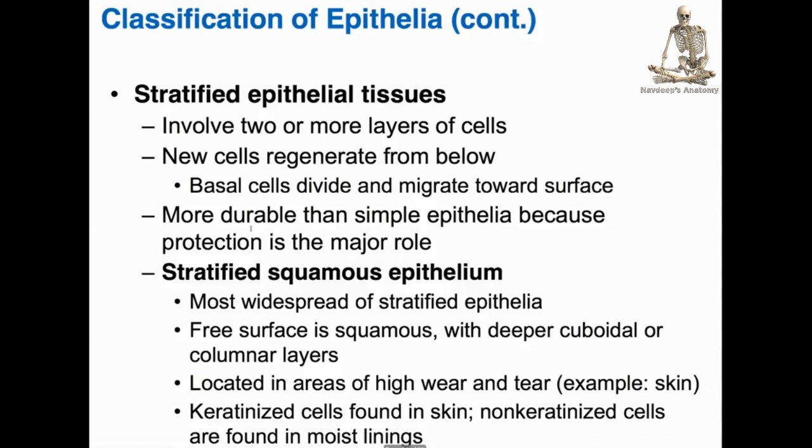Talking further, the first type is the stratified squamous epithelium, as we discussed earlier how we are naming them. So it is stratified, multilayered, with squamous, flattened cells, and the most widespread of the stratified epithelia is the stratified squamous epithelium. It is found with free surfaces squamous, with deeper cuboidal or columnar cells. As we discussed earlier, we name the stratified epithelium on the basis of what type of cells are present on the apical surface. Below the apical surface towards the basal surface, it may have any sort of cells, that doesn't matter, but the apical surface cells do matter.